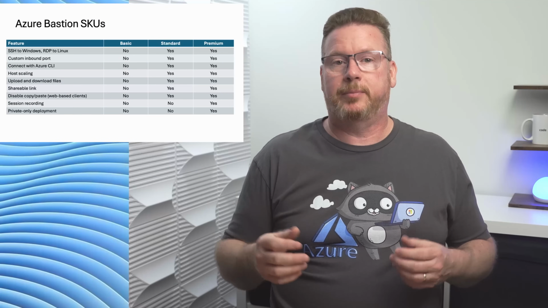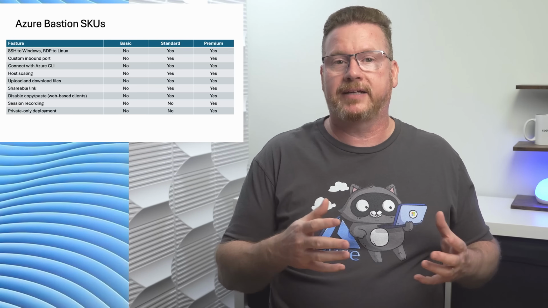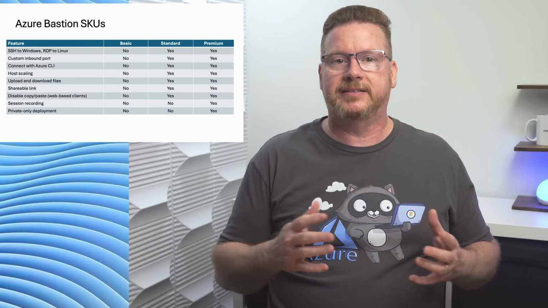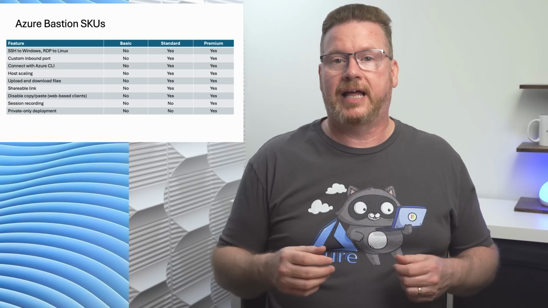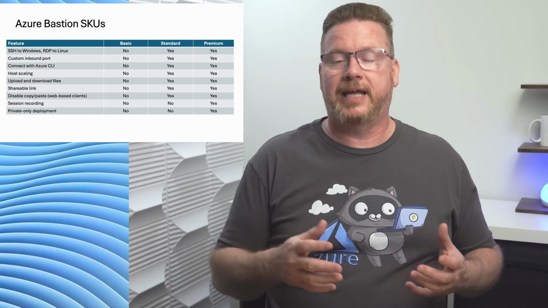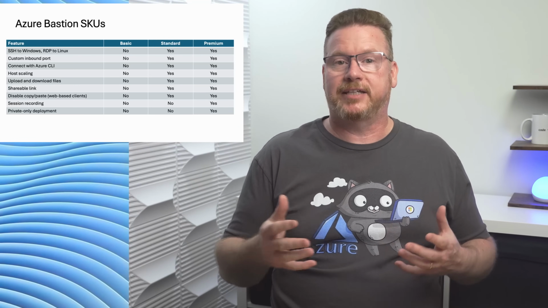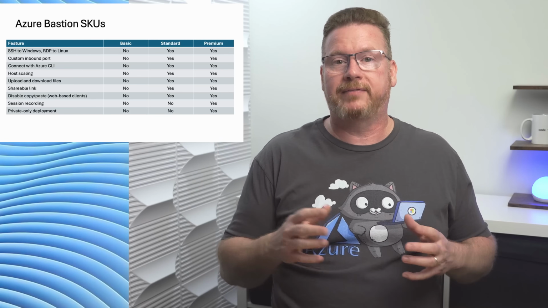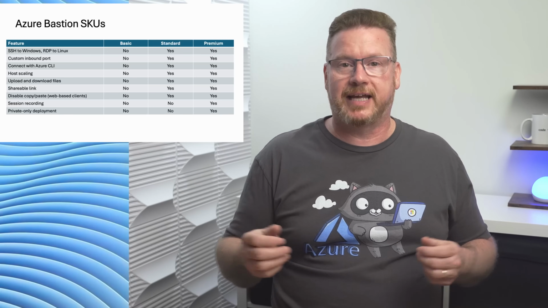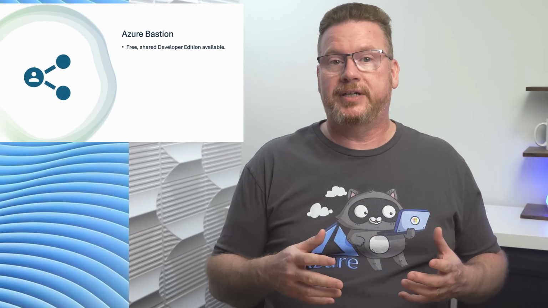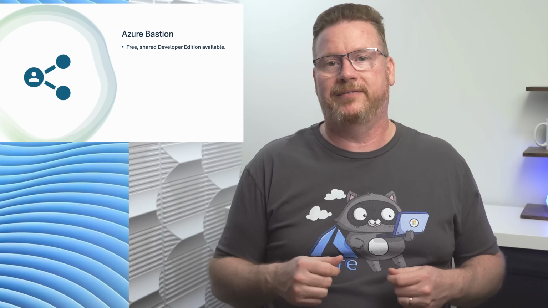There are three SKUs available: Basic, Standard, and Premium. Basic is fine for smaller environments that just need remote access to VMs. It's missing features available on Standard and Premium, such as custom inbound ports, connecting with the Azure CLI, host scaling, the ability to upload and download files, shareable links, and disabling copy and paste. Premium adds session recording and the option for a private-only deployment. You can upgrade from one SKU to the next. Downgrading, however, is not supported. There's also a free developer edition of Azure Bastion. This is a shared, not a dedicated option with limited features.